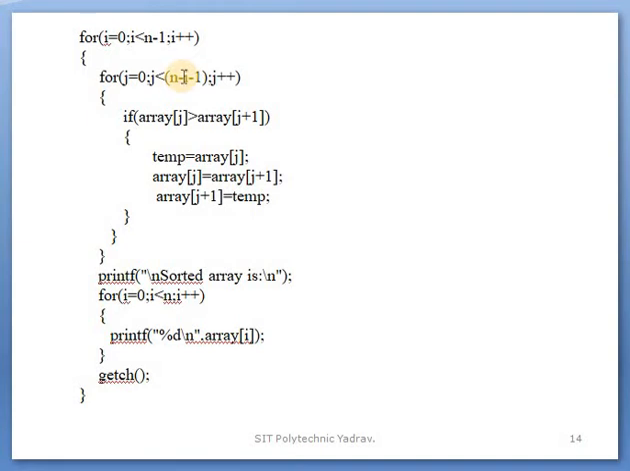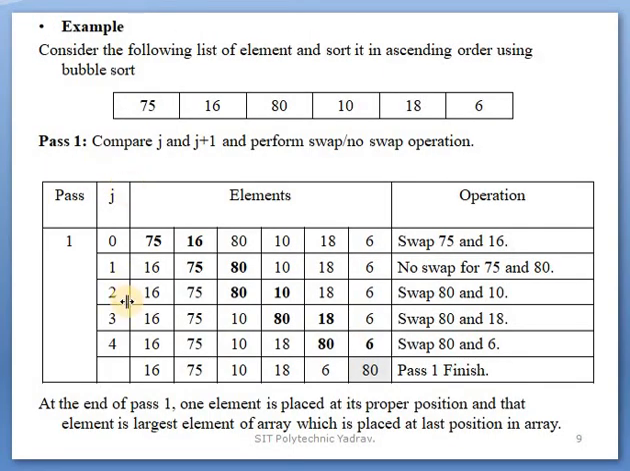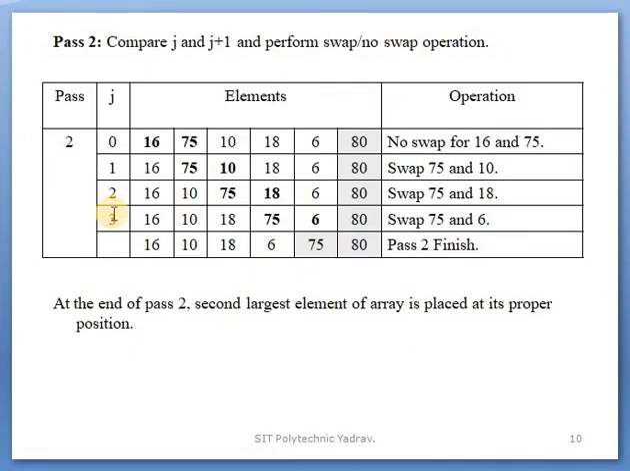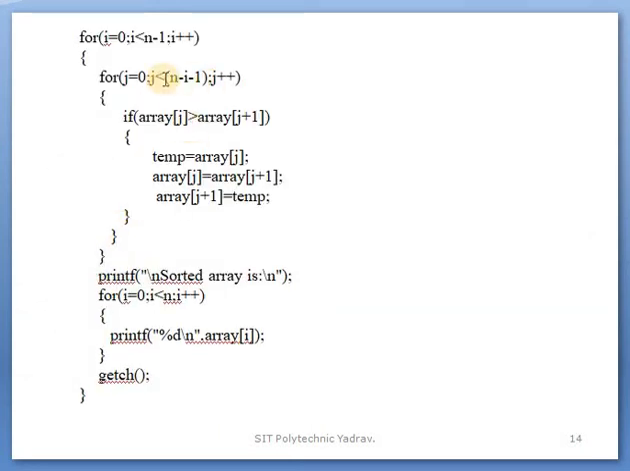I means your pass. Every time a pass is done, i increases by 1, and at that time your numbers to compare are reduced: 5, then 4, then 3, then 2, then 1. Okay, if array of j is greater than array of j plus 1, meaning the 0th position is greater than the first position, then swap these numbers. When we swap, the jth position, the 0th position, gets the first element, and the first element gets the 0th.